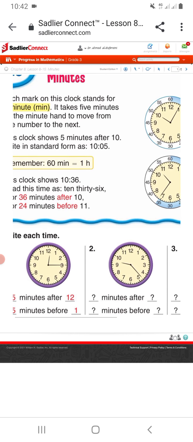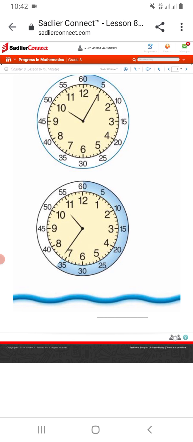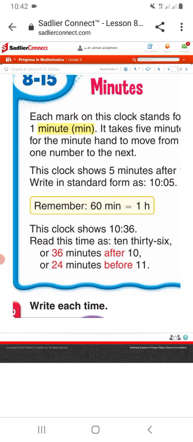This is the second watch here. I'm talking about this one. Okay, and I'm reading this paragraph. This clock shows 10:36. Read this time as 10:36, or 36 minutes after 10, or 24 minutes before 11.